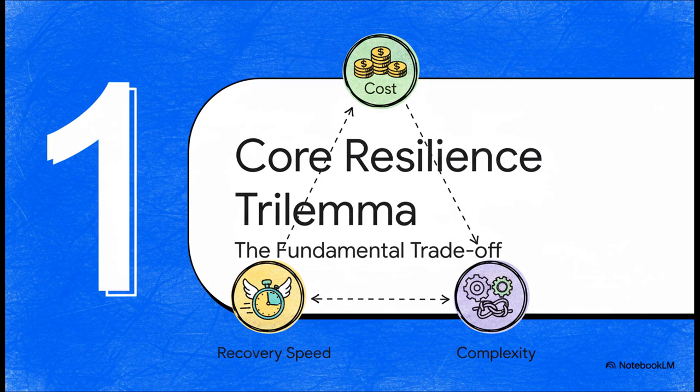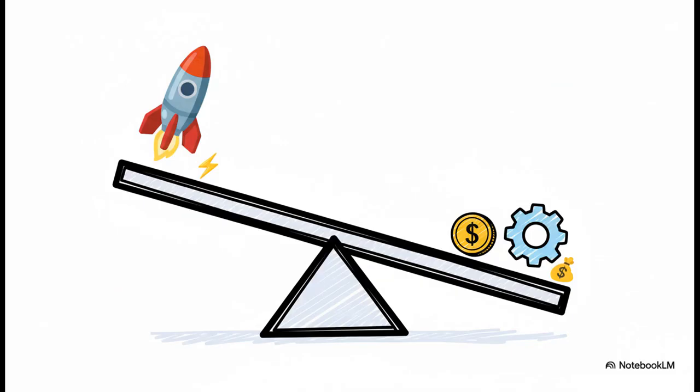Okay, first up, the core resilience trilemma. This is really about understanding the fundamental trade-off we're always making. So everything, and I mean everything, we're going to talk about today boils down to this one simple, brutal trade-off. It's called the resilience trilemma, and it's basically this. You get to pick two. You can have fast recovery, or you can have low cost and complexity. But you almost never, ever get all three.